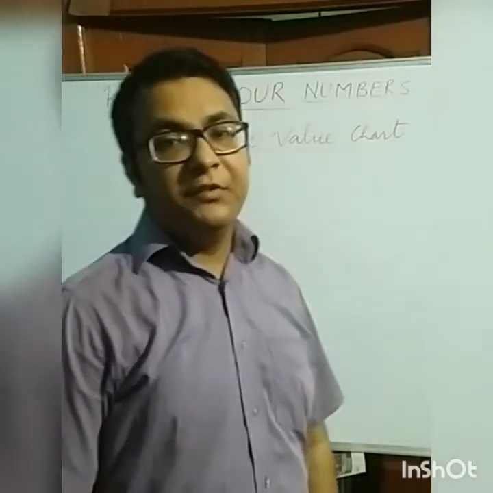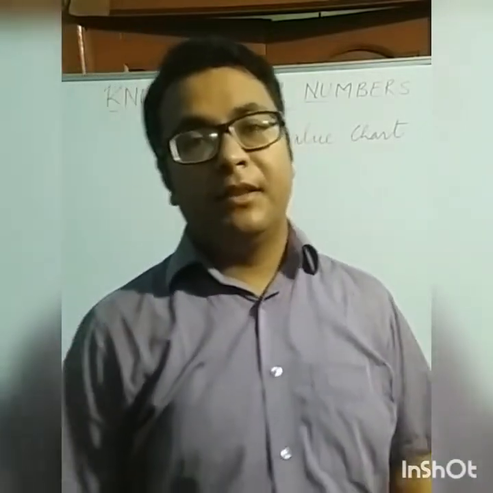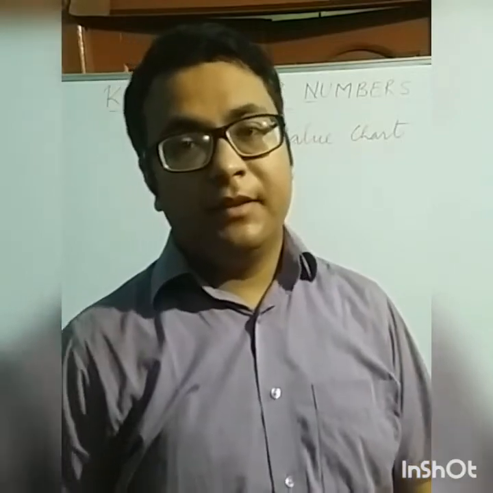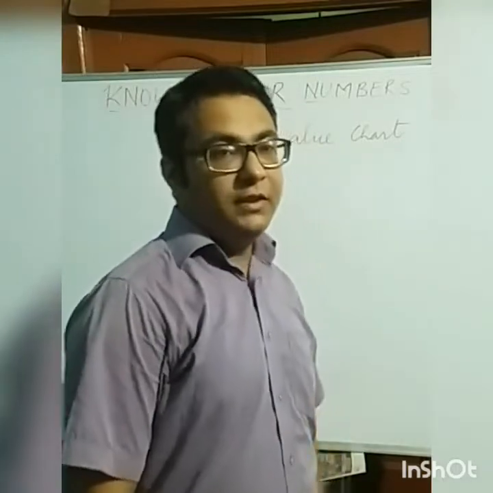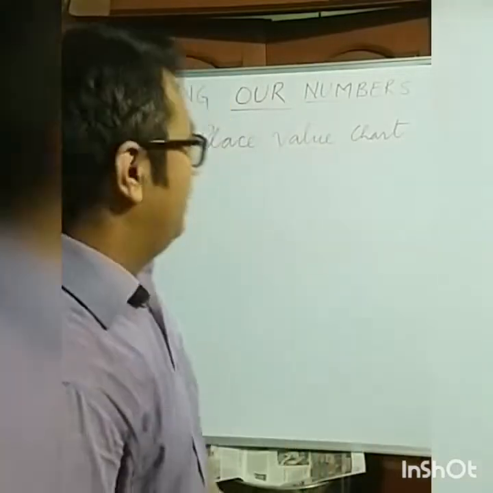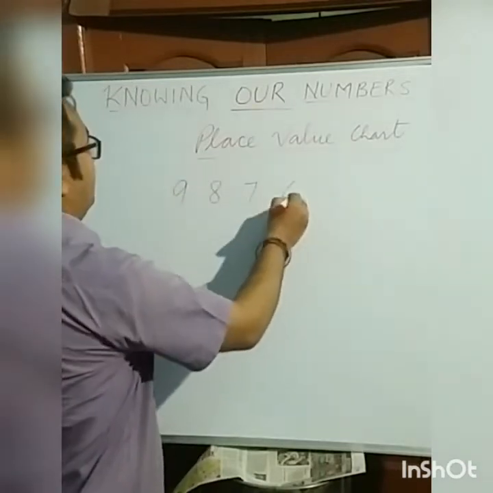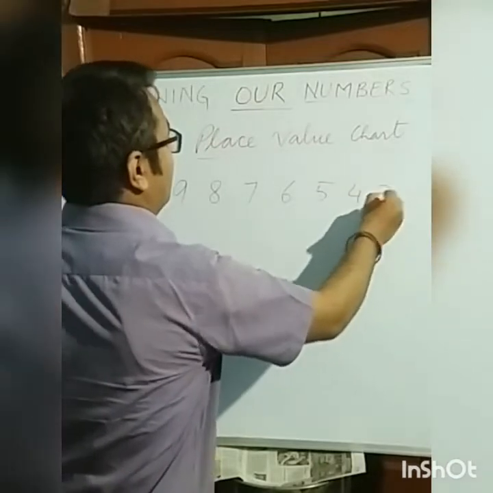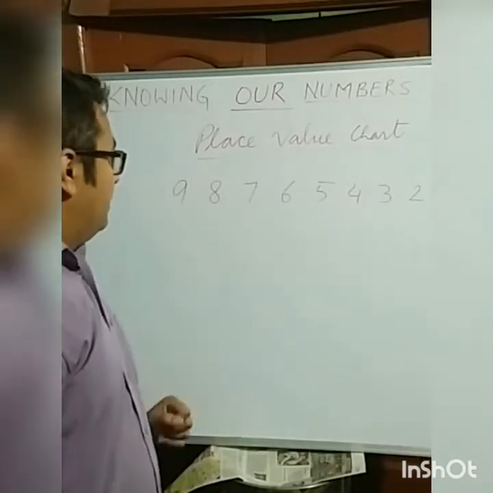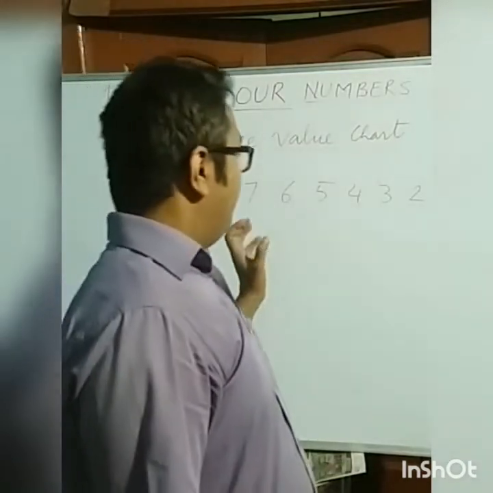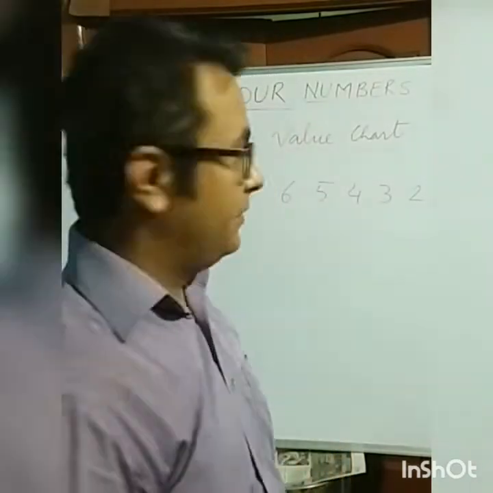Our next topic is the place value chart. Basically there are two systems for reading and writing a given large number. First is the Indian system of numeration and second is the international system of numeration. So we'll see both these systems one by one. I have written one number. Now we will see the places of each digit in this number in the Indian system.